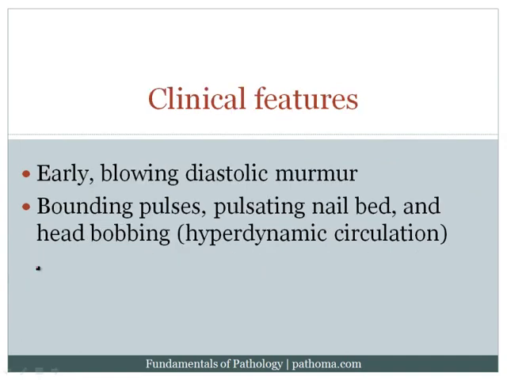Now, the clinical features will be that you'll have an early blowing diastolic murmur. Now, diastolic murmur because the blood will go back during diastole, and whenever you have blood going backwards, you often get a blowing murmur. An additional clinical feature is that the patients will have something called a hyperdynamic circulation, and this is particularly high yield to be aware of.